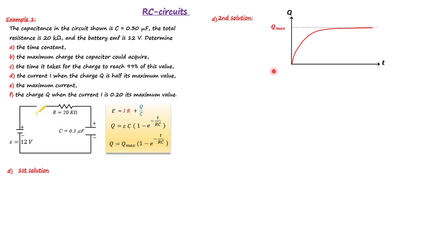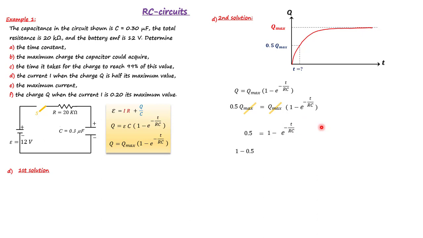Okay, so this is Qmax. Now we want to find the time corresponding to 0.5 Qmax. Let's first find that. For that, I'm just going to repeat the previous calculations. So Qmax times 1 minus e to the minus t over RC, and now we have 0.5 Qmax equals Qmax times 1 minus e to the minus t over RC. Again, Qmax cancels out, and we have 0.5 equals 1 minus e to the minus t over RC.